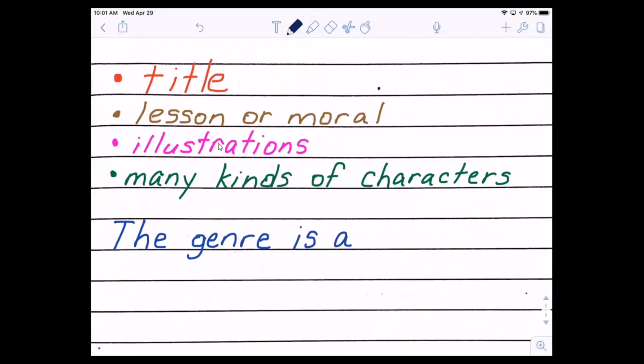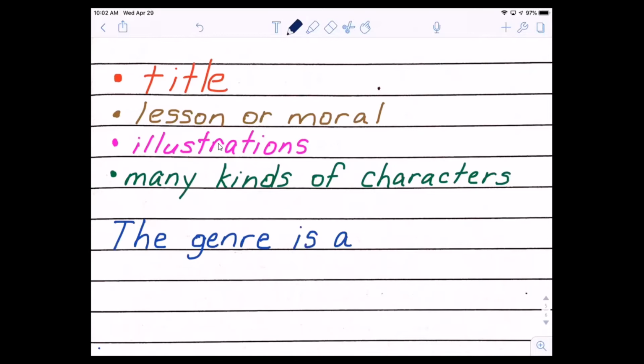Can the sun and the wind speak to each other? No. No, so we know it's not informational text because we already know the sun and the wind do not speak. Okay, so is it a fairy tale, Dylan? Do we have princes in the story? No, it's a folk tale.